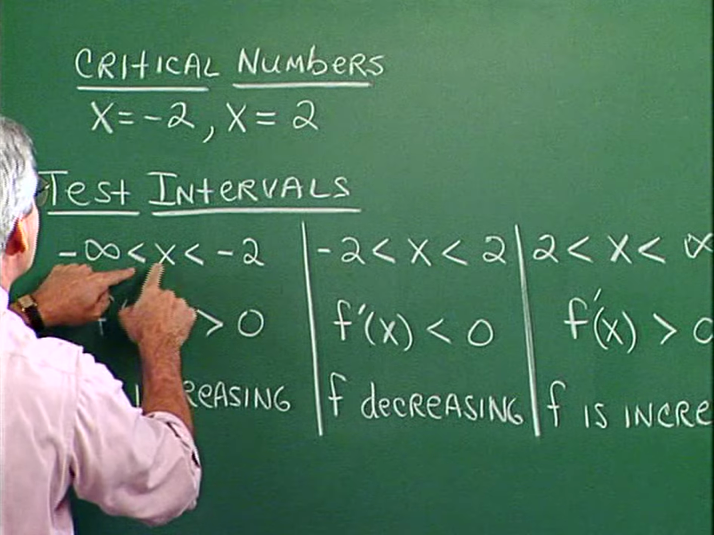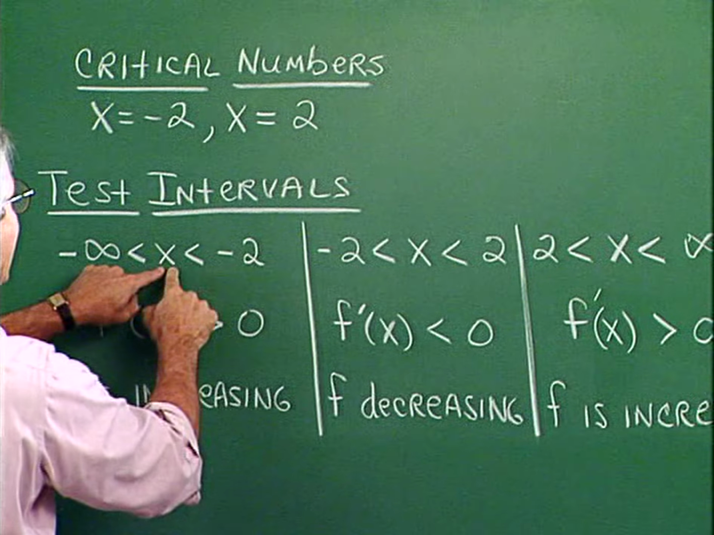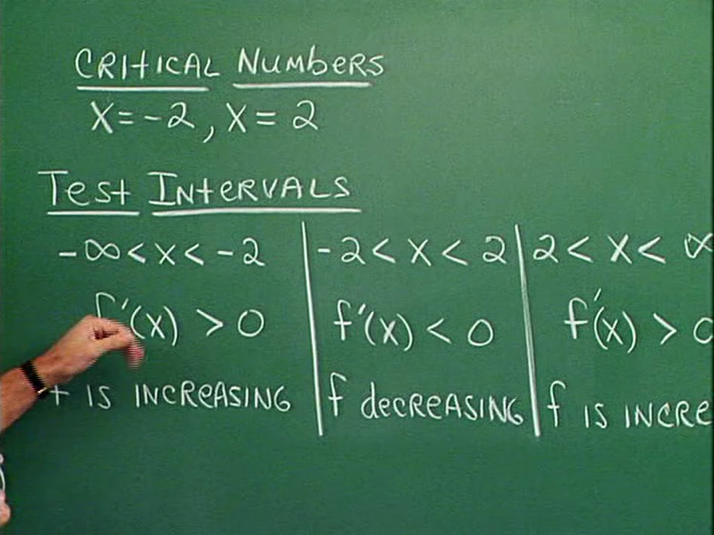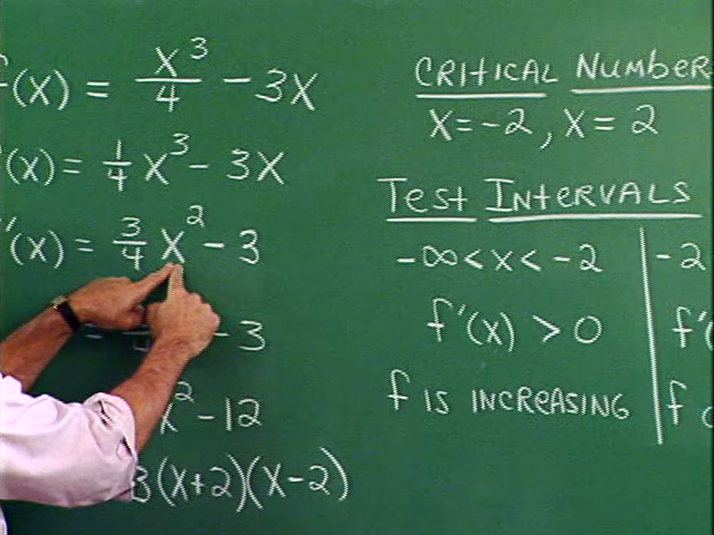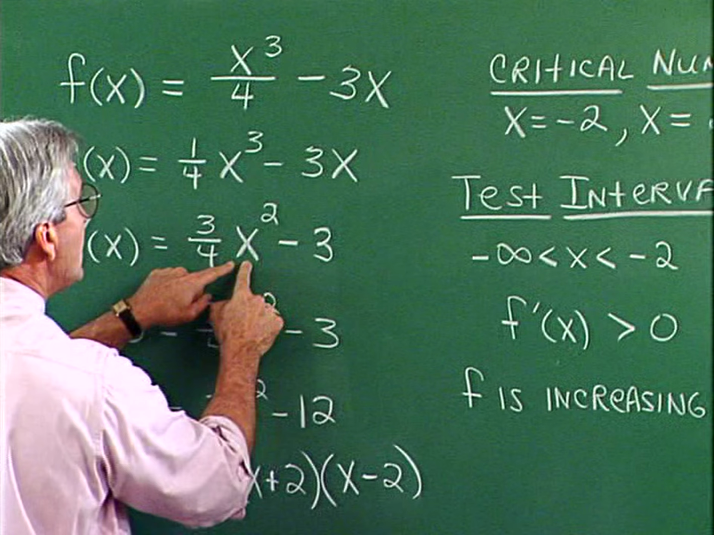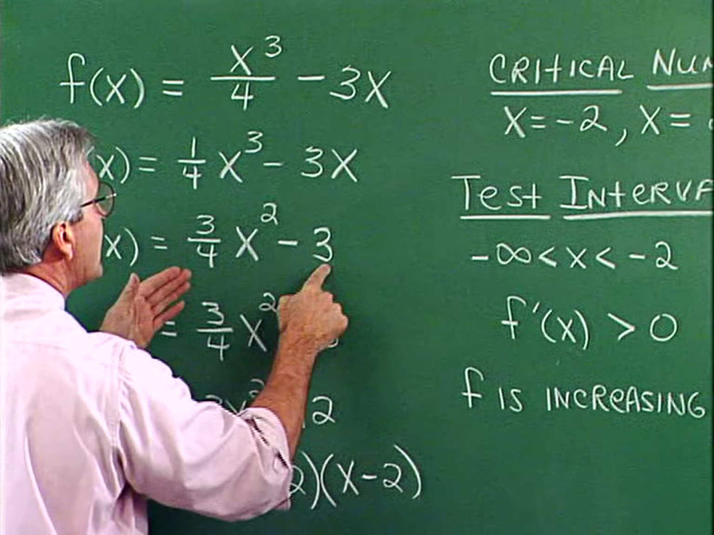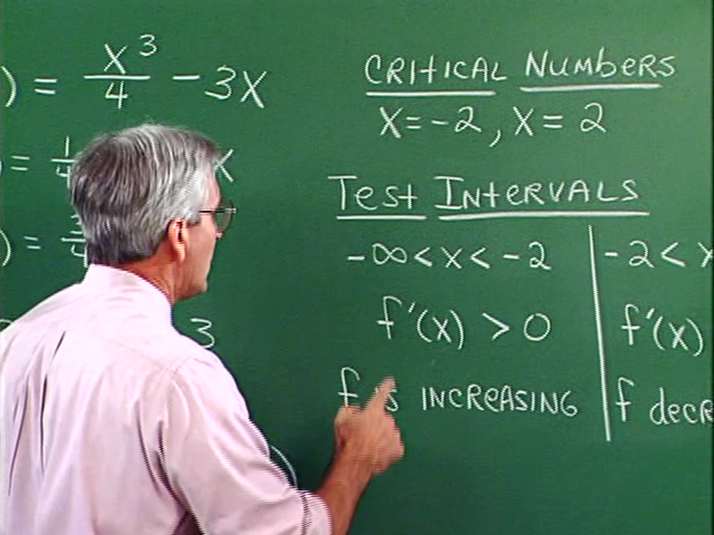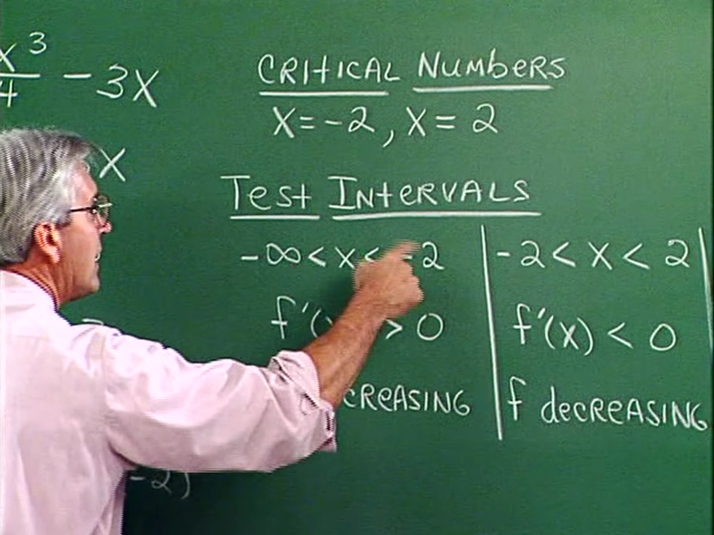For example, if we're thinking about entries or x values in this interval, we can choose an x that is less than -2. Any x will do. -10, for example, would do fine. We come over here to the f prime function. We would put in -10 squared. That's 100. 3/4 of 100, that's 75. Minus 3, that's still positive. And all we're doing is identifying positiveness or negativeness. So f prime of x would be greater than 0 in this interval.